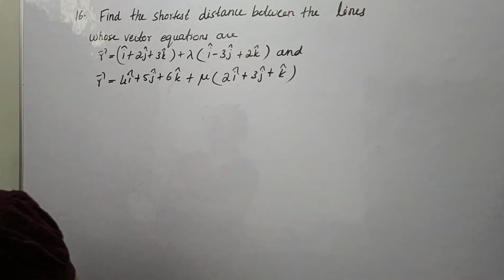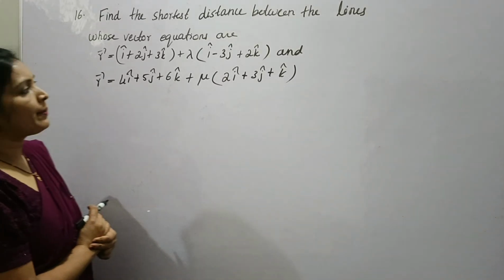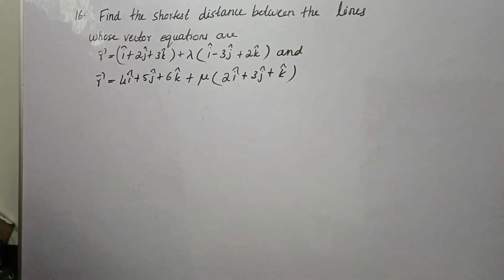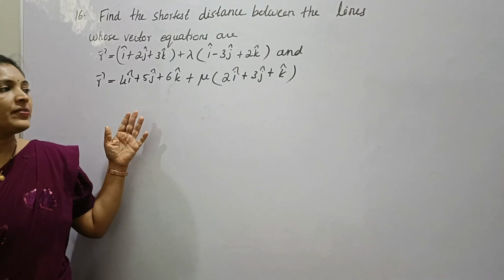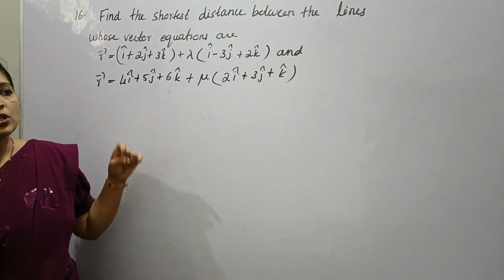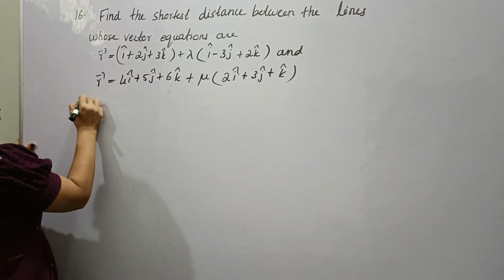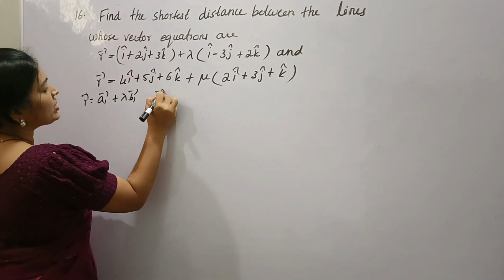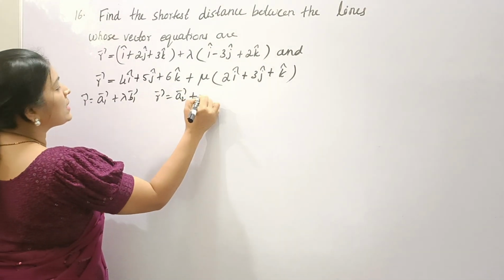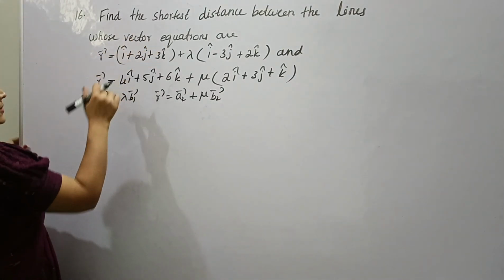Find the shortest distance between the lines whose vector equations are vector r is equal to i plus 2j plus 3k plus lambda into i minus 3j plus 2k, and vector r is equal to 4i plus 5j plus 6k plus mu into 2i plus 3j plus k. Here the given equations are in vector form. So let's compare these given equations with the vector equations of lines, that is vector r is equal to vector a1 plus lambda vector b1 and vector r is equal to vector a2 plus mu vector b2.